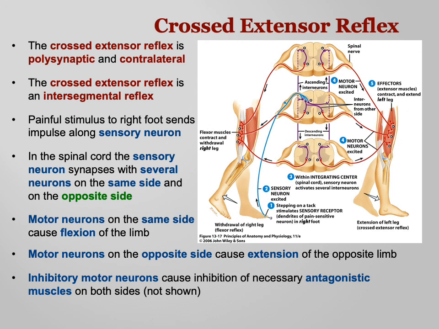So inhibitory motor neurons also cause inhibition of the necessary antagonistic muscles. So once again, we've got these extra synapses that we're not really talking about, except for the fact that you have to make sure that the antagonistic muscles stay relaxed. So those are the two reflexes that I want you to know, the stretch reflex and the cross extensor reflex. Good example, again, of a monosynaptic ipsilateral reflex versus a polysynaptic contralateral reflex.